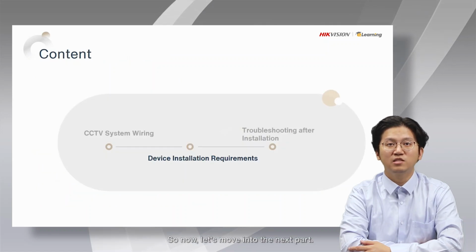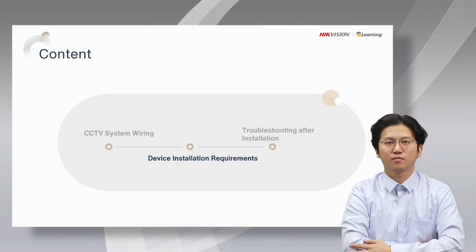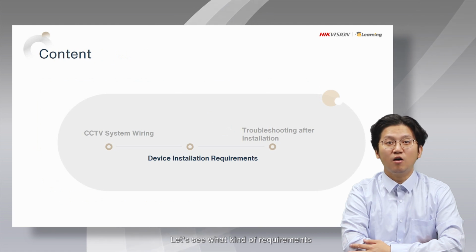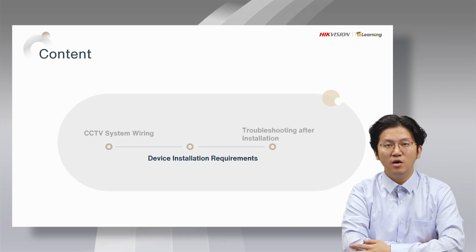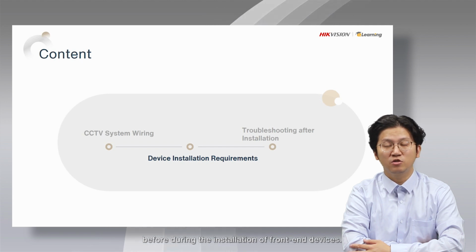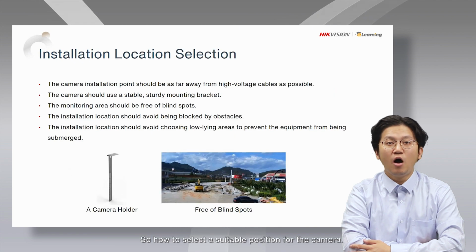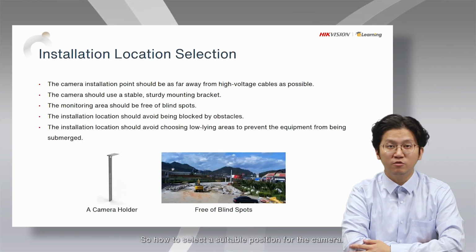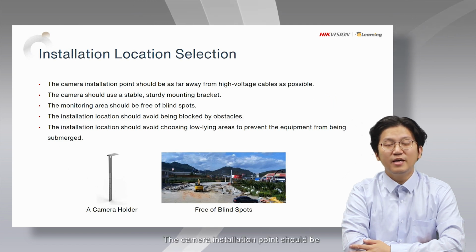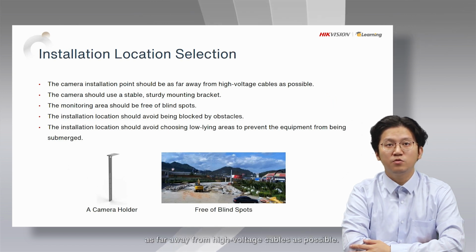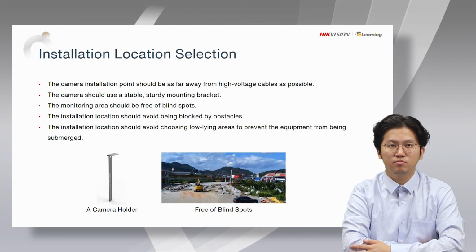So now let's move into the next part. Let's see what kind of requirements and what kind of things we should pay attention to before and during the installation of front-end devices. So how to select a suitable position for the camera, like in the outdoor scene. The camera installation point should be as far away from the high voltage cables as possible.